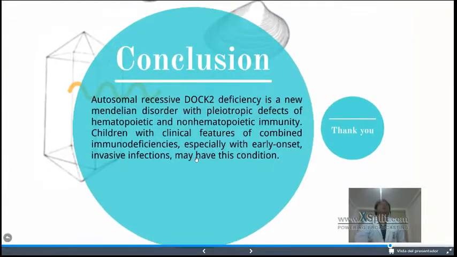In conclusion, autosomal recessive DOCK2 deficiency is a new Mendelian disorder with pleiotropic defects of hematopoietic and non-hematopoietic immunity. Children with clinical features of combined immunodeficiencies, especially with early onset invasive infection, may have this condition. Thank you.